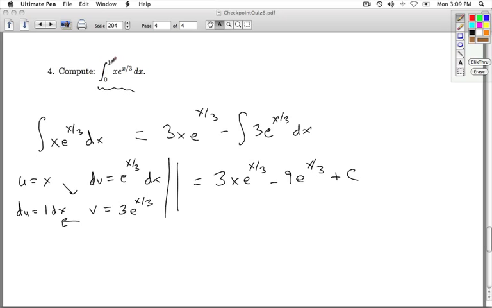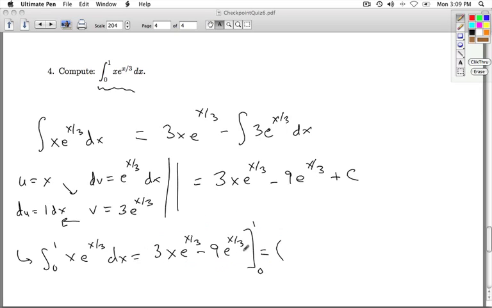So I go back, I actually have a definite integral. So the integral from 0 to 1, xe to the x over 3 dx equals 3xe to the x over 3 minus 9e to the x over 3, evaluated from 0 to 1. I substitute 1 into this. I get 3 times 1 times e to the 1/3. So 3e to the 1/3 minus 9e to the 1/3.